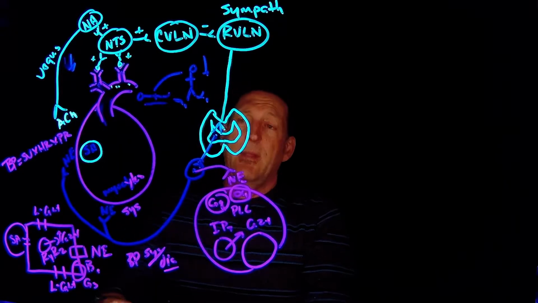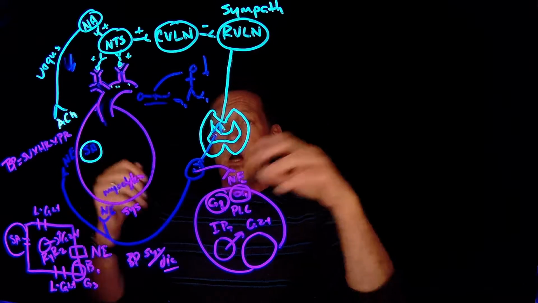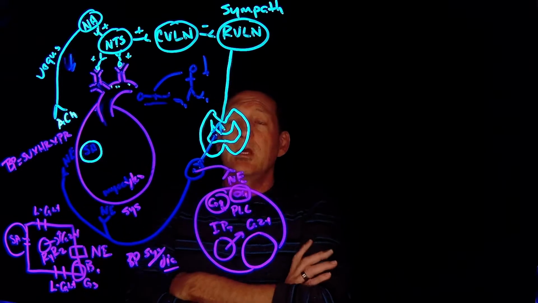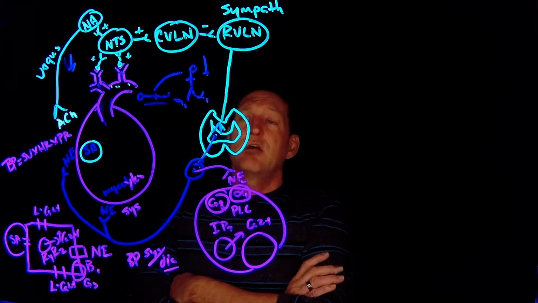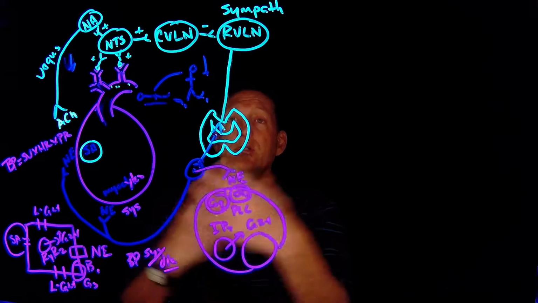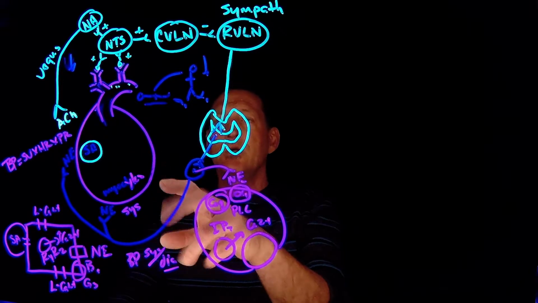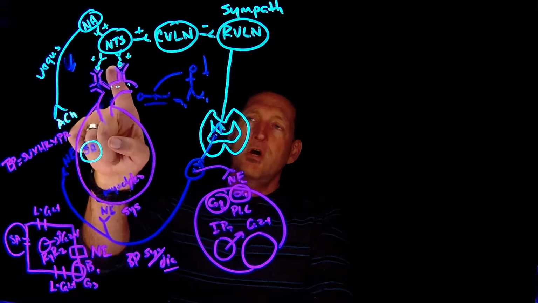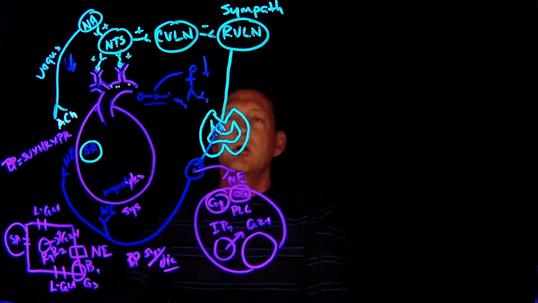Okay, so now let's flip it. Now instead of dropping our pressures, let's look and see what happens when we increase our pressures. So let's say, for example, I have an increase in blood volume. With an increase in blood volume, that's going to put more pressure on the baroreceptors.